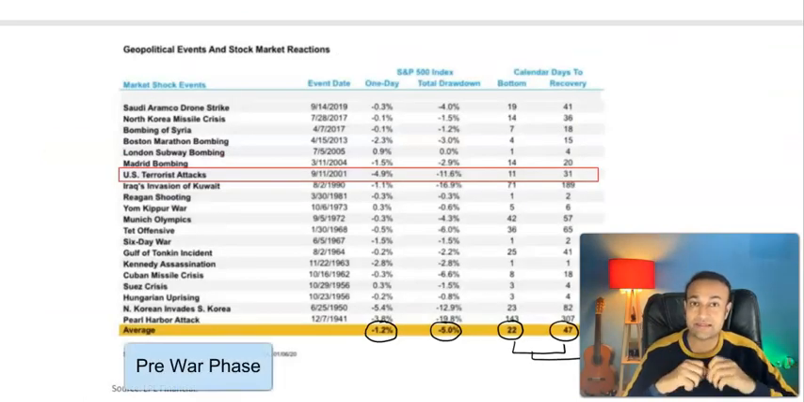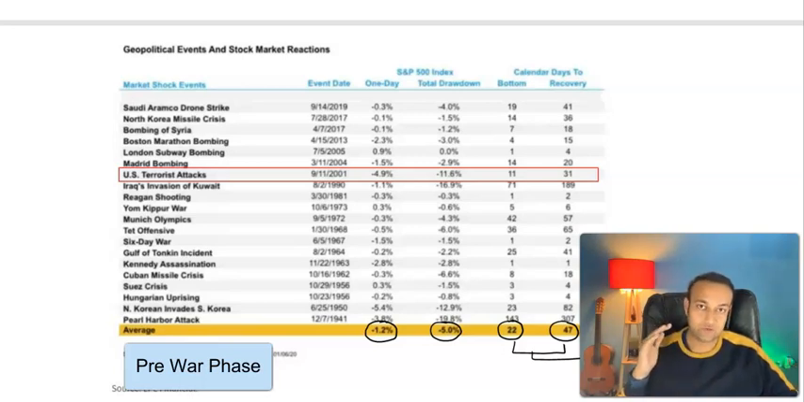Now, in the pre-war phase, there is an inciting event, which basically leads to tensions and conflicts. On the screen, you will see a list of 20 inciting events from 1940 to 2020. And what was the impact of these events on the stock market? This column basically has the one-day impact of the event on the stock market. That is, if the stock market went down, how much did it go down? The next column is basically the total drawdown. That is, once the stock market started going down, till what depth did it go? So this basically is the maximum negative impact of this particular event on the stock market.